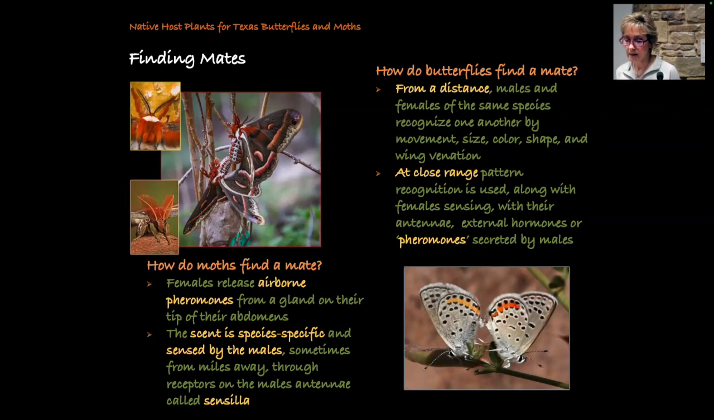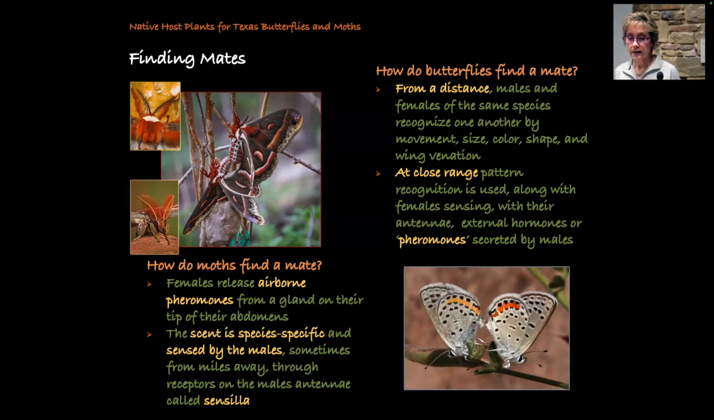the males. Moths are similar, but kind of opposite. It's the females that release the pheromones from a gland on the tip of their abdomens. And of course, like the butterflies, the scent is species specific. And the male, actually from miles away, can use receptors on his antenna called sensilla.